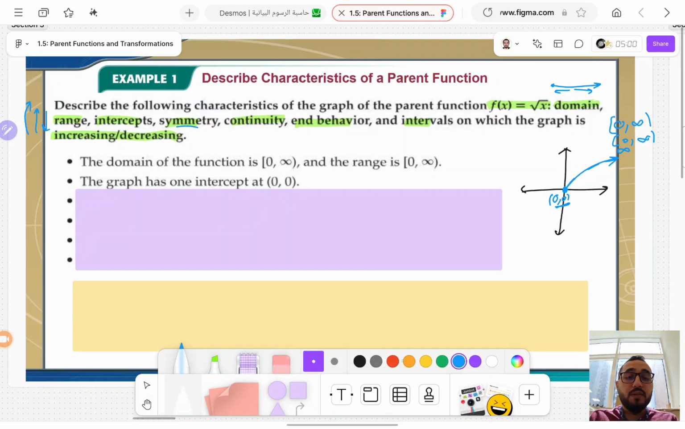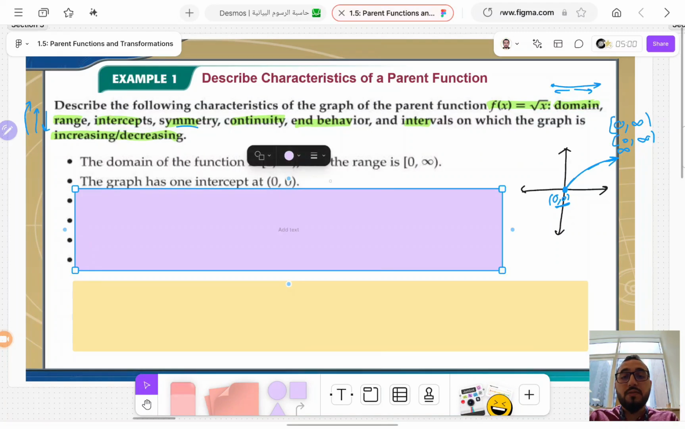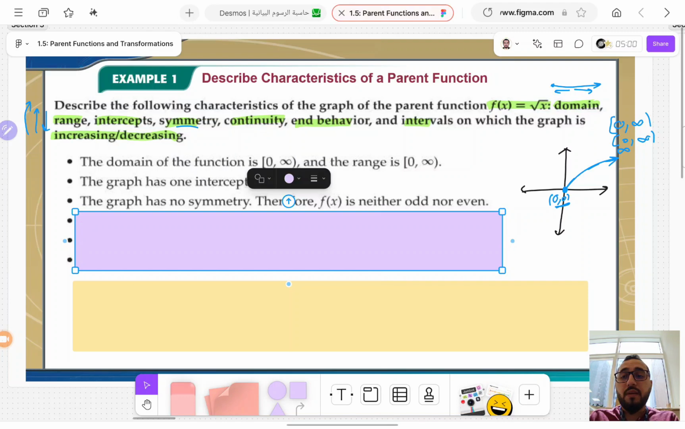Is this one symmetric over the x-axis? Is there any graph reflected here or here or here? No. So is there any symmetry with respect to the x-axis, the y-axis, or the origin? No. So that means no symmetry. So you can say the graph has no symmetry. Now the next one, the end behavior.